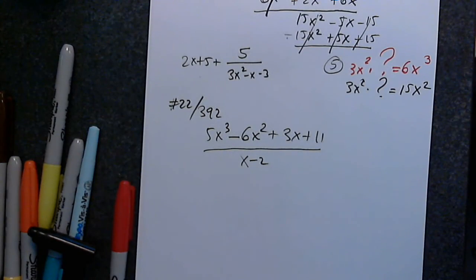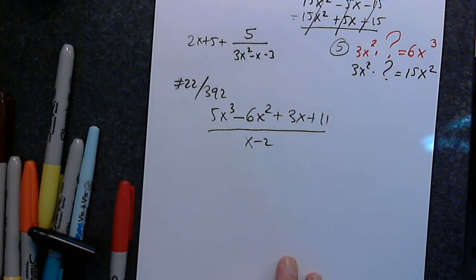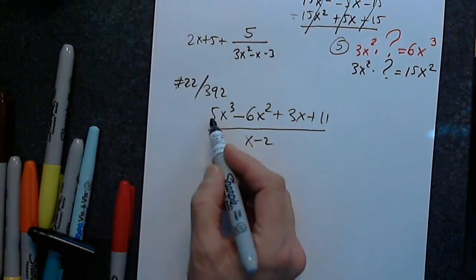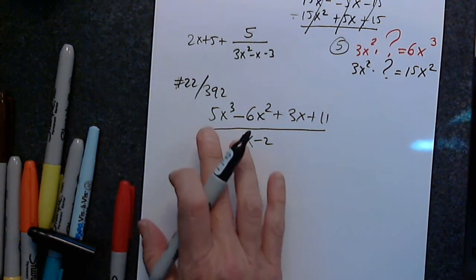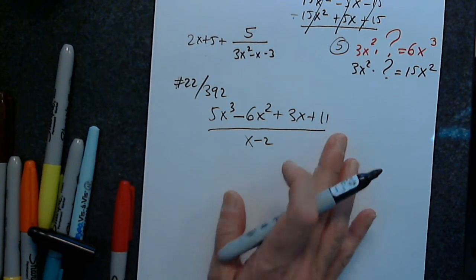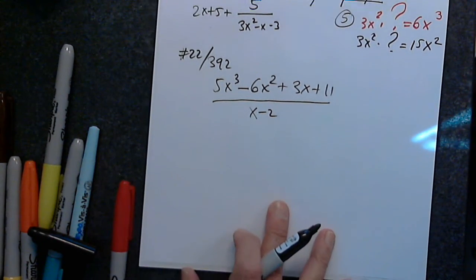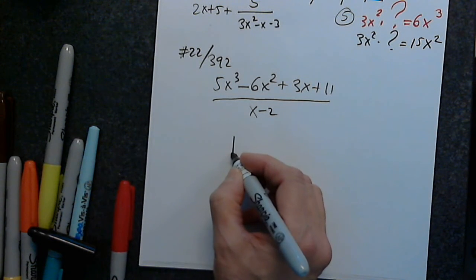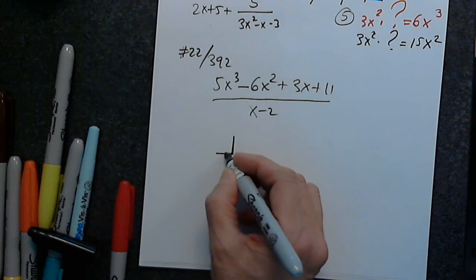Question: is the top in descending order? Yes. Any missing terms? It's based on the degree. What is the degree of the top? It's 3. So degree 3 is there, degree 2 is there, degree 1 is there, degree 0 is there, no missing degree. No missing term. Okay? The synthetic division has a little box.